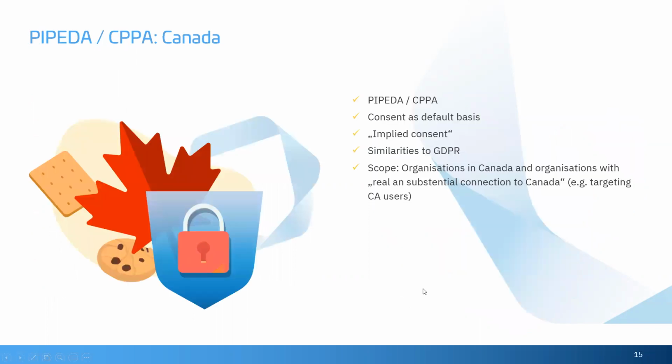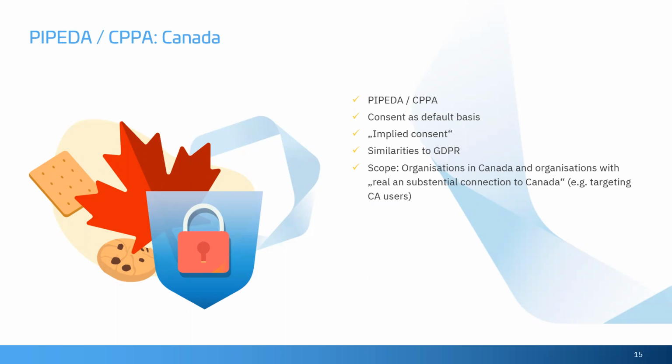Next to the US is Canada. Very quick only. The keywords for Canada are PIPEDA or CPPA. That's the law there. It's very much like GDPR, so consent is the default legal basis. Basically, you need consent for everything. They don't really focus on cookies. Cookies is not really a thing outside of Europe. It's more about the actual sharing and processing of data.